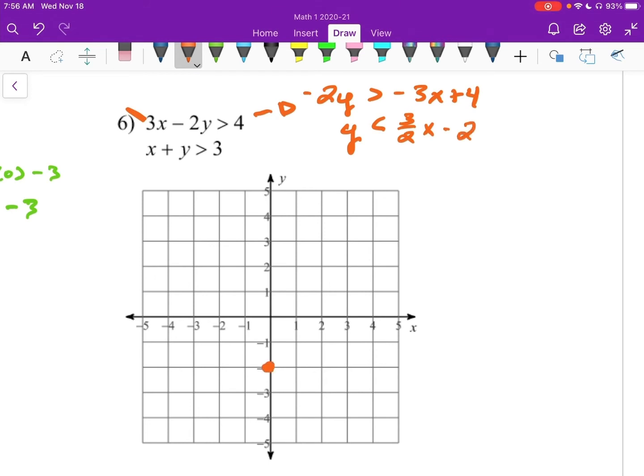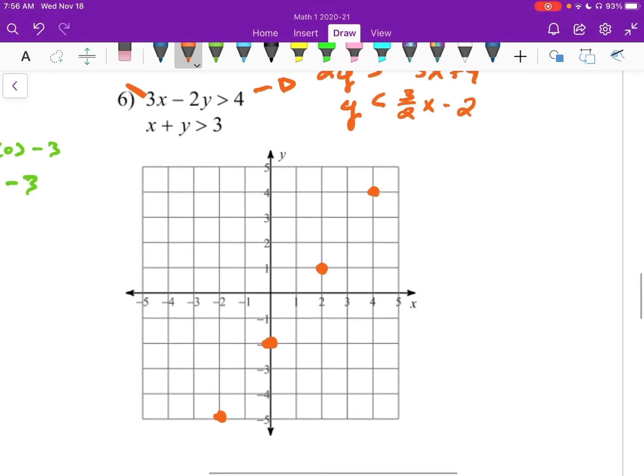My intercept is at -2. My slope is 3 over 2, so I'm going to go up 3 and over 2. And I'll do that again, up 3 and over 2. I'll go the other direction too, down 3 and left 2. This is going to be a dotted line, or a dashed line.